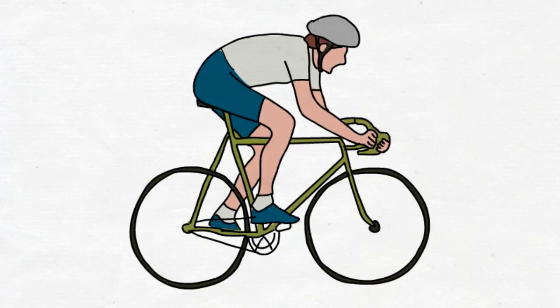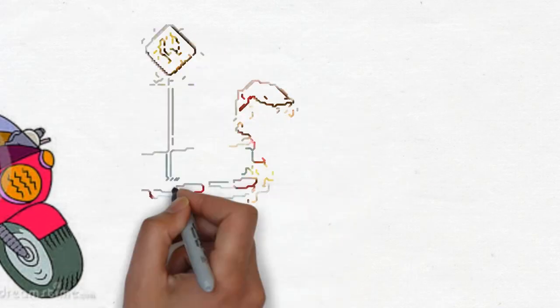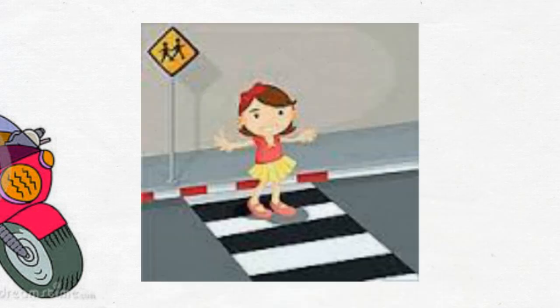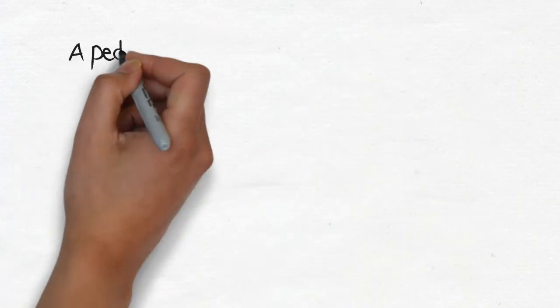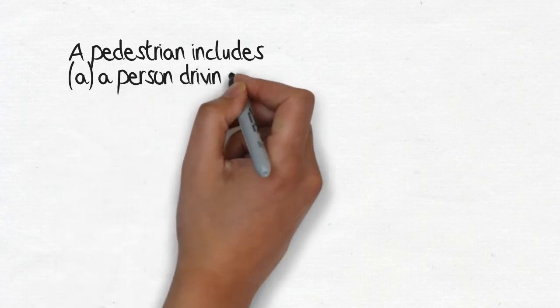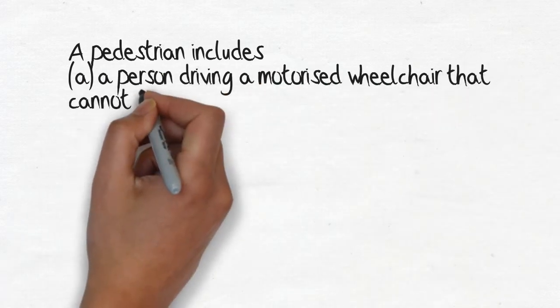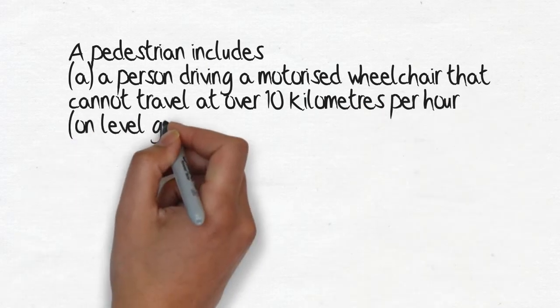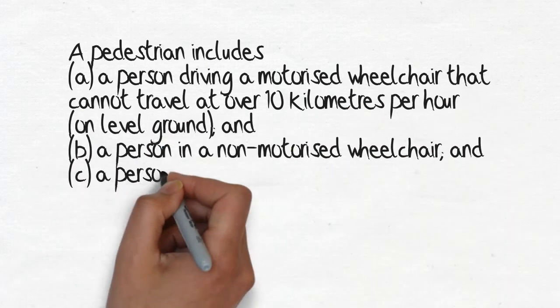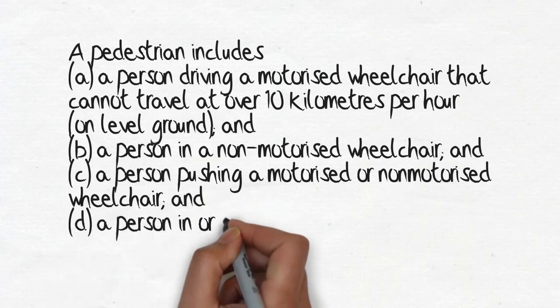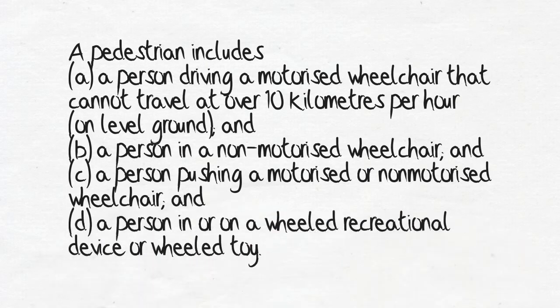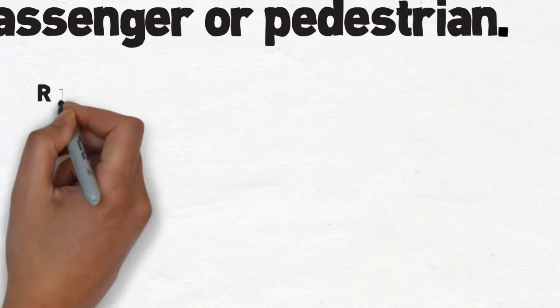But the funny thing is, pedestrians aren't as straightforward as you would believe. In actual fact, if we look at the road safety rules, a pedestrian includes a person driving a motorised wheelchair, which cannot travel over 10 kilometres per hour on level ground, a person in a non-motorised wheelchair, a person pushing a motorised or non-motorised wheelchair, and a person in or on a wheeled recreational device or wheeled toy. So you'd honestly believe that pedestrians would be just the people walking along the side of the road and crossing the road, but it's not the case. As you can see here in front of you, it's actually much more detailed.